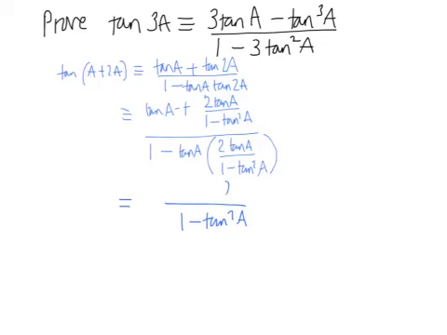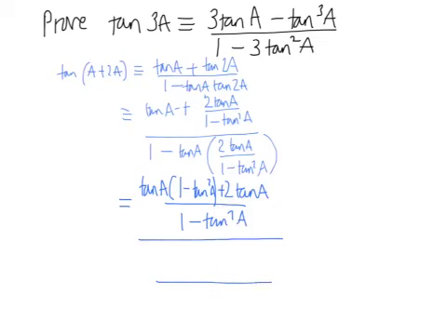This term was already over that denominator, so we'll just put that as 2 tan a over 1 minus tan squared a. But the tan a wasn't over that denominator, so we need to multiply it by the denominator of 1 minus tan squared a. Just about room for a plus in there. Okay, so that's the top of the fraction.